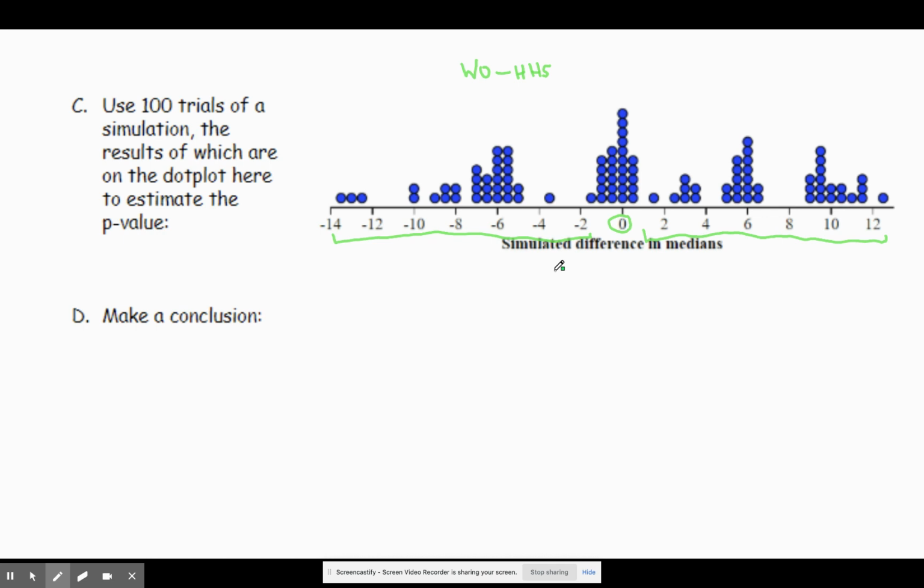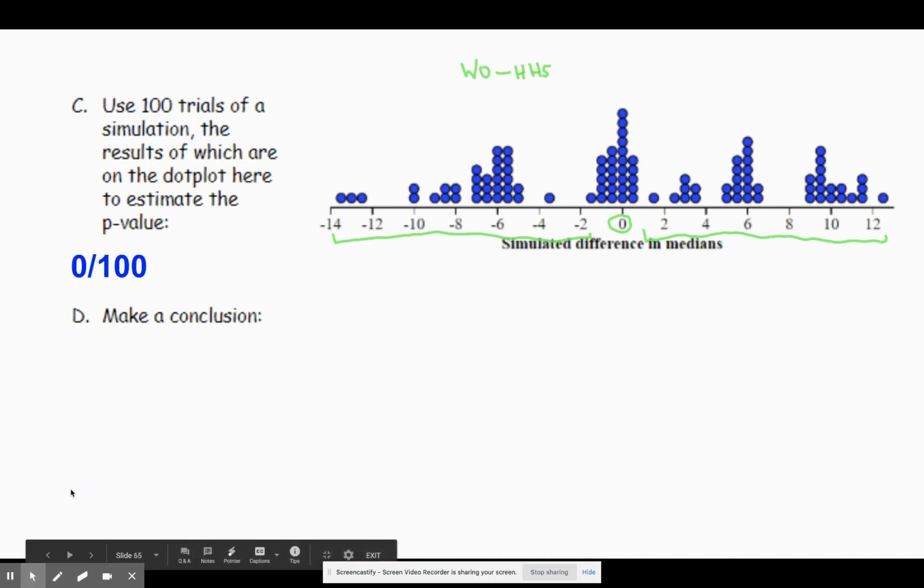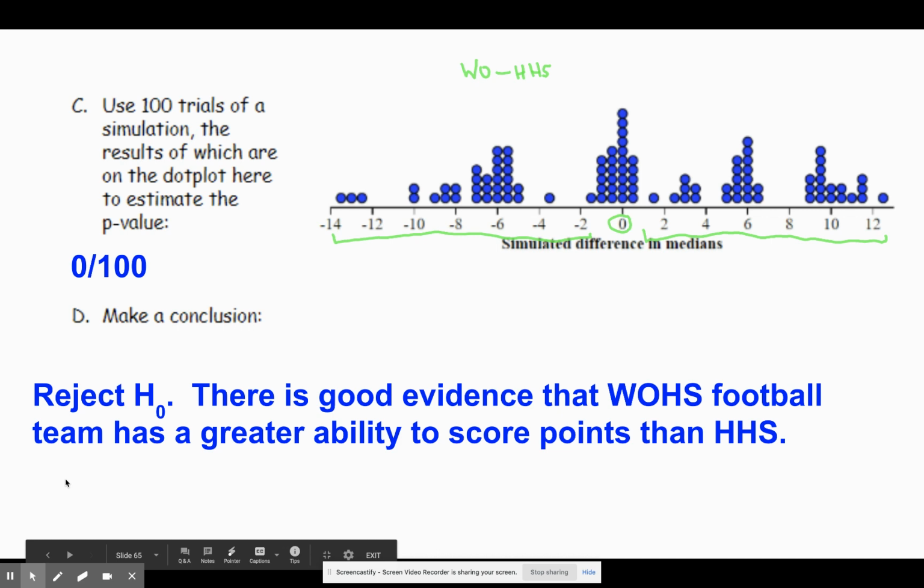Our test statistic, if you remember, is 14.5. And on the positive side, our scale goes only up to 12. 14 would be way over to the right of that. And then we would count the number of dots to the right of 14, which would again be 0. So our p-value is 0 out of 100. It is not likely to get a difference that great if the two teams had the same ability to score a touchdown or to score points. And so then our conclusion would be that we would want to reject our null hypothesis. We have good evidence that West Ottawa's football team in 2017, anyway, had greater ability to score points than Holland High did.